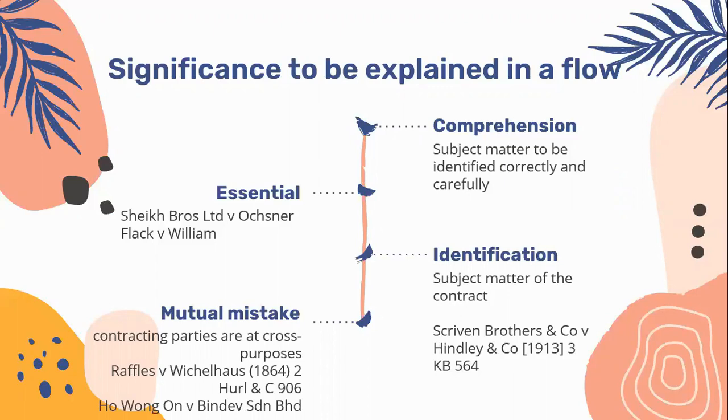Besides the comprehension of the subject matter, the flow is also related to the essential part of the agreement that we need to scrutinize in order to present it before the court. Okay, so for the case that we are reviewing, it is with the assistance of the case of Sheikh Bros Limited and Auctioneer, in which the Privy Council stated the mistakes of facts had made it easy for this case to state where its mistake lies.